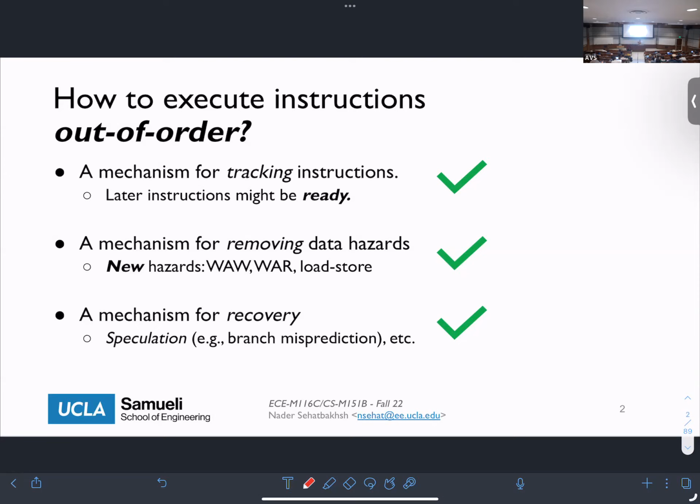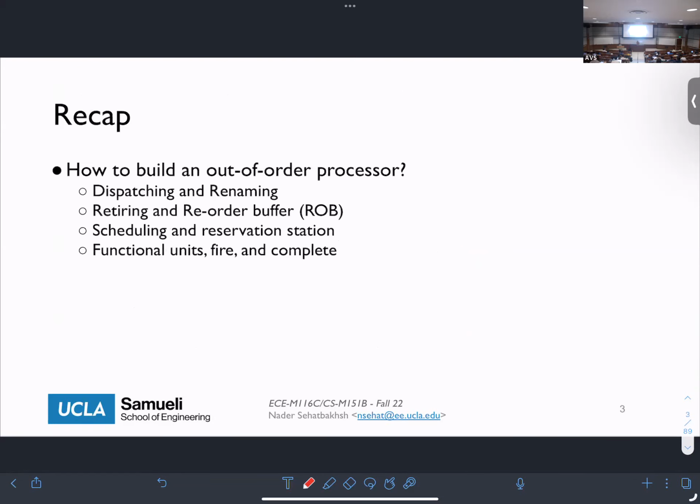Then we said that out of order creates a new set of issues and hazards, including write after write and write after read. So we introduced renaming to fix that. And finally, we said that there is a whole bunch of issues caused by out of order execution, things like branch misprediction and any sort of misprediction because of the speculation that we use. And for that, we introduced the notion of ROBs, right? So we introduced the notion of dispatching and renaming.